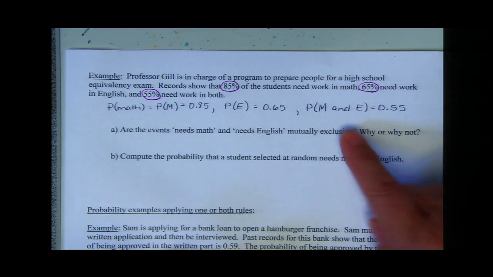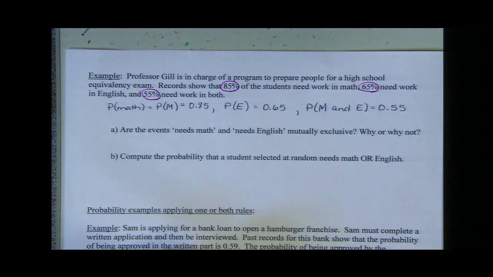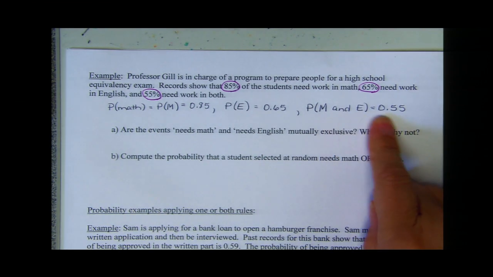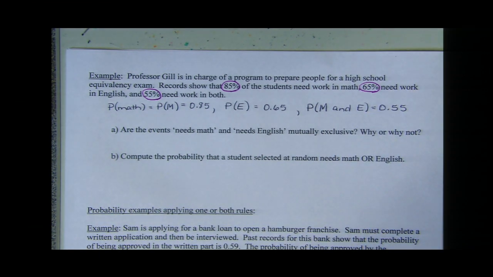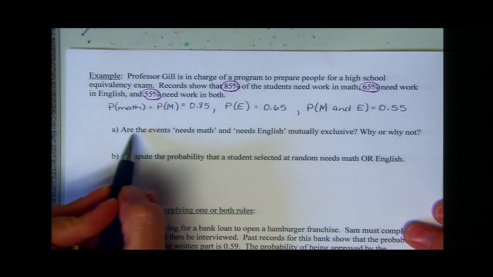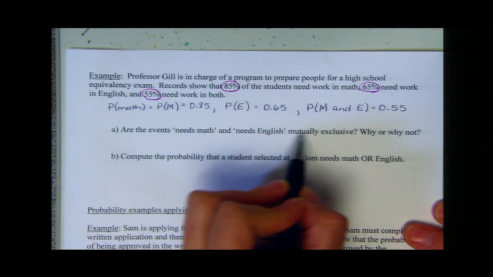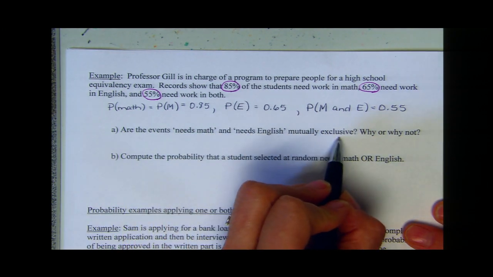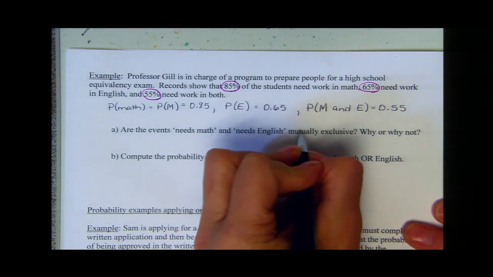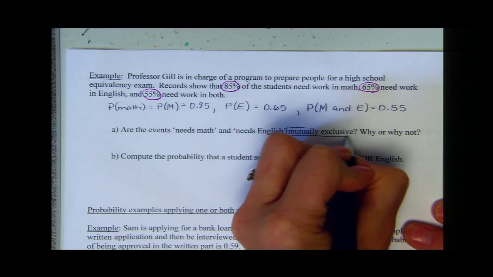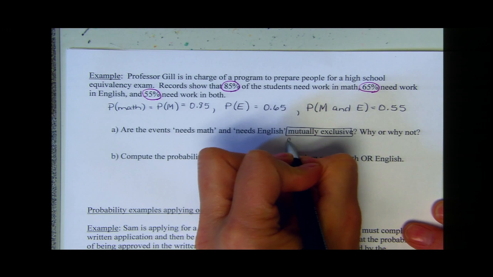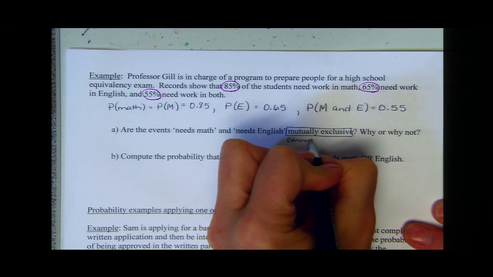Now previously, when we had an and, we did also apply the multiplication rule, but we don't have to do that here because they gave us that probability. There's not any work involved in it. Okay, the first question. Are the events needs math and needs English mutually exclusive? Now remember that mutually exclusive means that they cannot occur together.